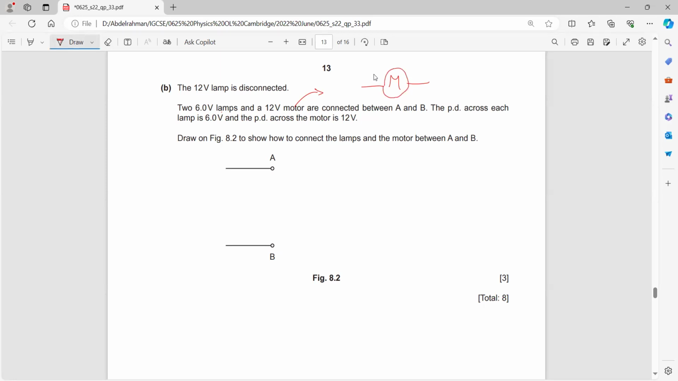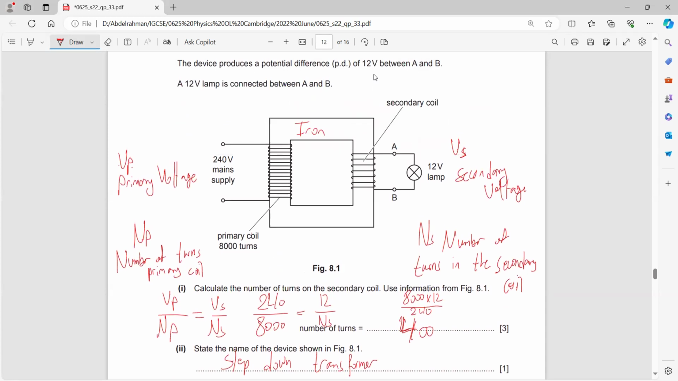How do we draw this circuit? Any suggestions? I know it's a bit difficult. Maybe the circuit is series? No, it will not be series. Let me show you initially.